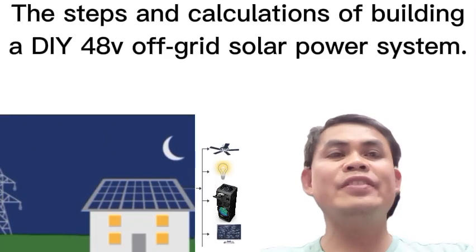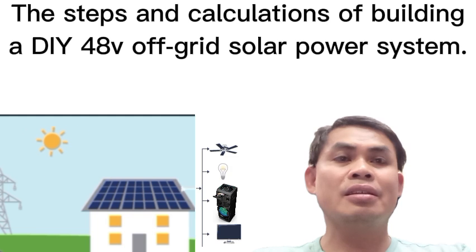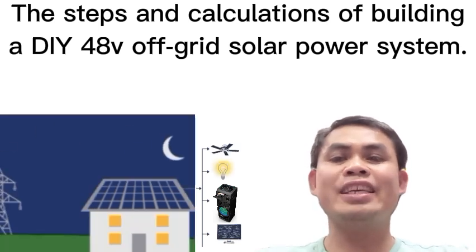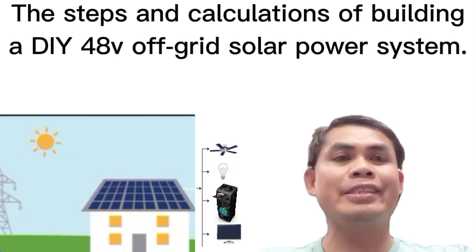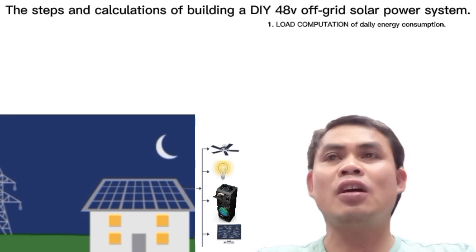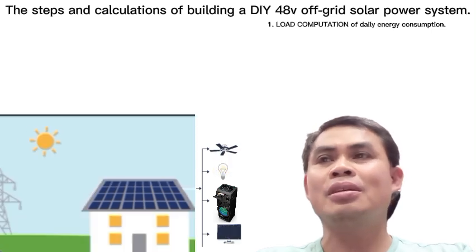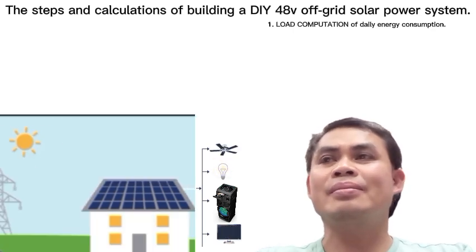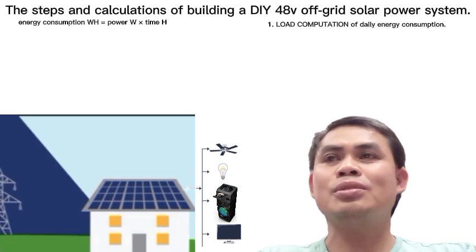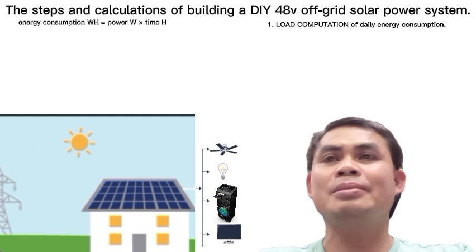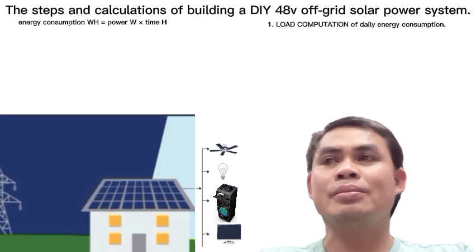Hi guys, in this video we'll teach you the steps and calculations of building a DIY 48 volts off-grid solar power system. Number 1, load computation of daily energy consumption. Look at the power rating of each appliance you use every day. The energy consumption, Wh, equals power, W, times time, hours.